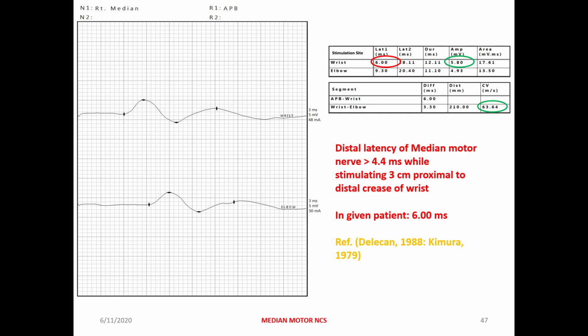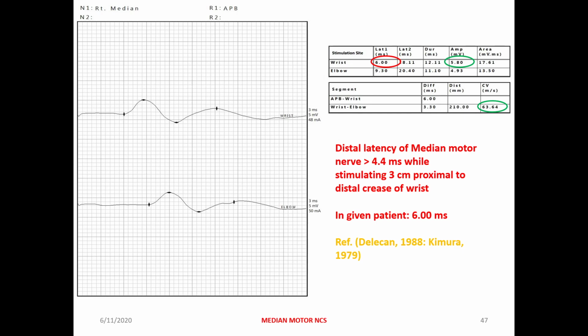Ideally, it should be less than 4.4 millisecond. More than 4.4 millisecond is suggestive of carpal tunnel syndrome. So definitely more than 4.4, here it is 6, marked with red color. But at the same time, amplitude and velocity should be normal. Why? Because if amplitude and velocity are abnormal, it is suggestive of neuropathy instead of carpal tunnel syndrome. Clear? So this latency should be more than 4.4 millisecond.